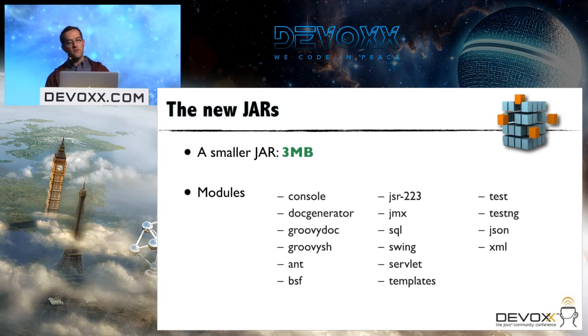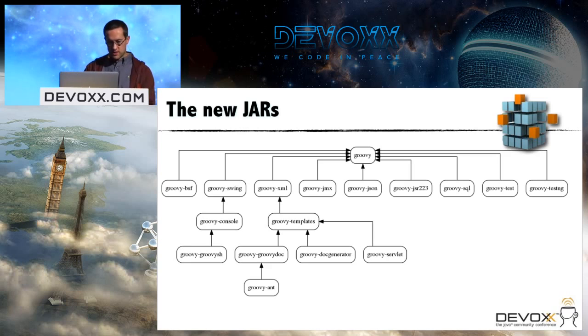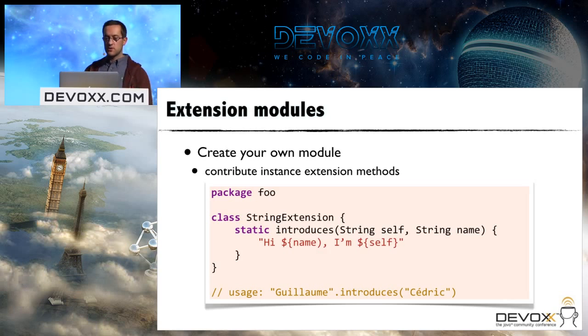So there are quite a few new jars. The core jar is still 3 megabytes, which means that all those other APIs were about 3 megabytes in size. And we've got some dependencies between those modules. For example, if you want to use the Groovy templates module, it depends on the Groovy XML module, because we also have an XML template engine. So there are some dependencies in our modules.